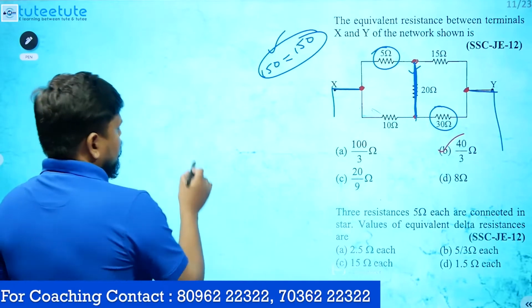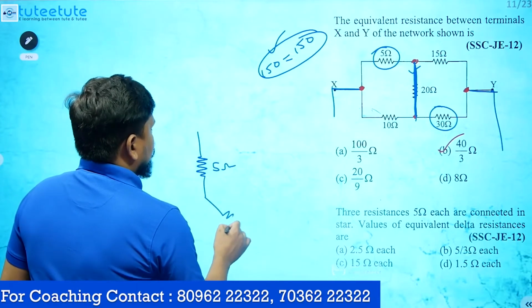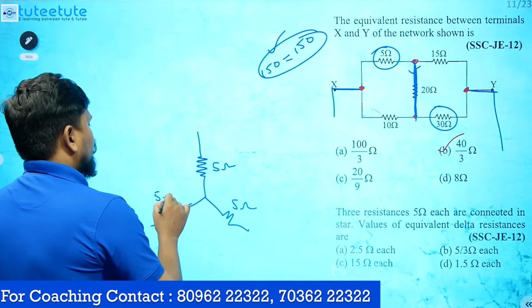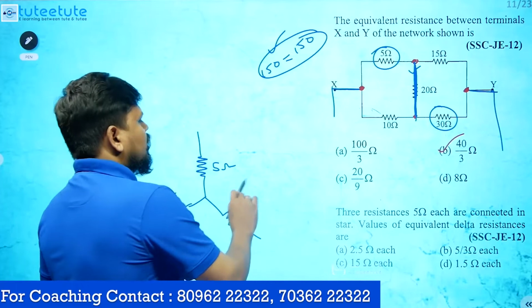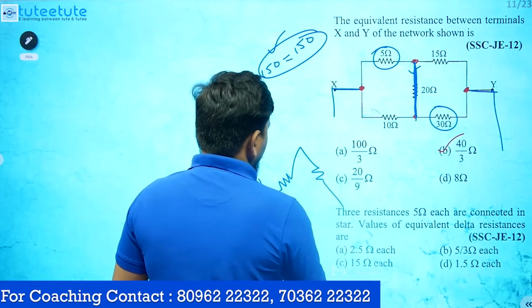So 3 resistances of 5 ohms they have mentioned. This is 5 ohm, this is also 5 ohm, this is also 5 ohm. So 5 ohm, 5 ohm, 5 ohm are connected in star connection. They are asking for the equivalent delta connected resistance values. What are those values?